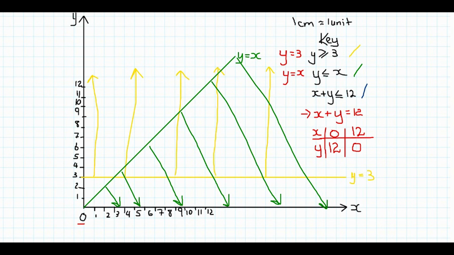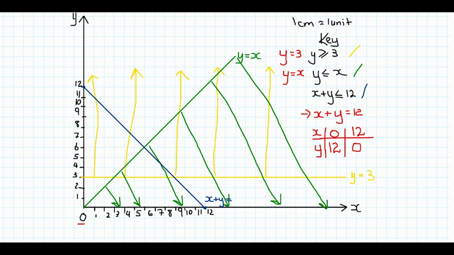Alright, so we're going to plot these 2 points, (0, 12) and (12, 0). So when x is 0, we said that y is 12, so that's over here. And when x is 12, y is 0. And all I do from now is connect these 2 points with a straight line. And I have my graph for x plus y is equal to 12, right? So we just created a line, x plus y is equal to 12.